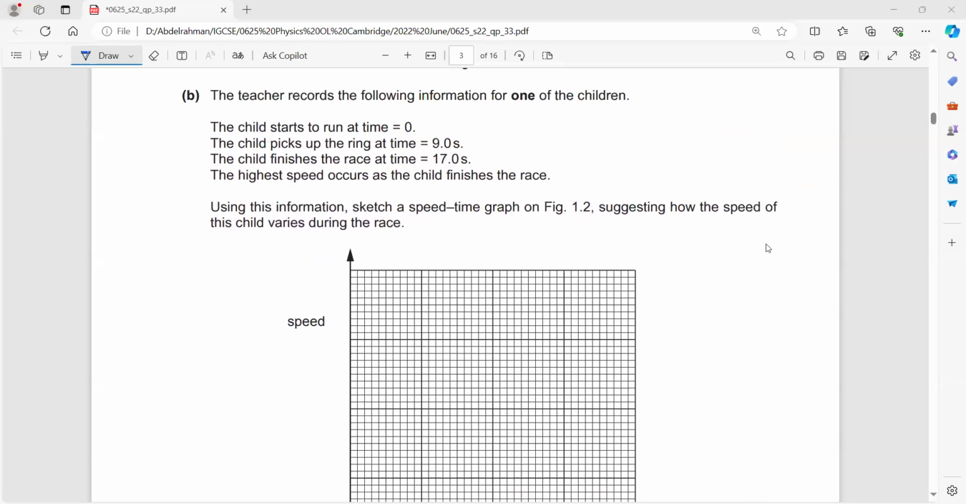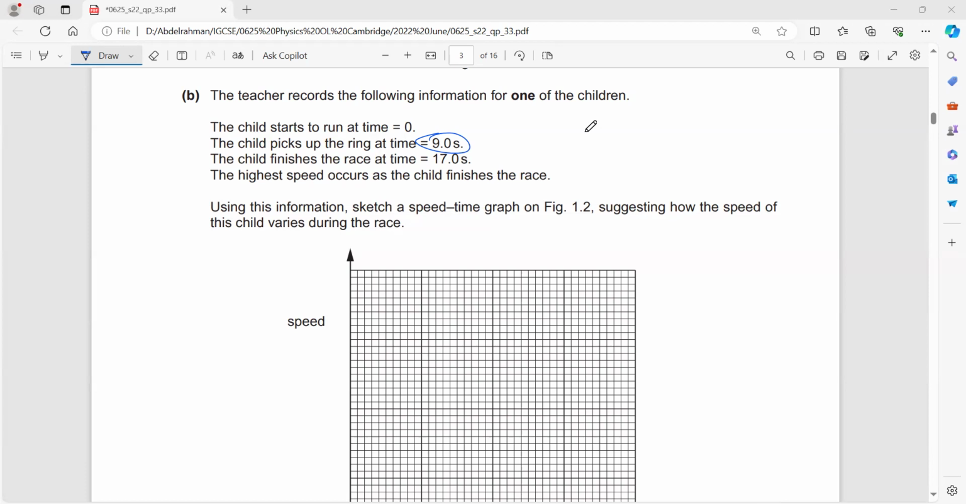When he picks up the ring at time 9 seconds, what is his speed when he's picking up the ring? I went and I picked up the ring. What should my speed be at that time? What should my speed be when I'm picking up the ring? I reached the end of the line and I picked up the ring. Shouldn't my speed be equal to 0?